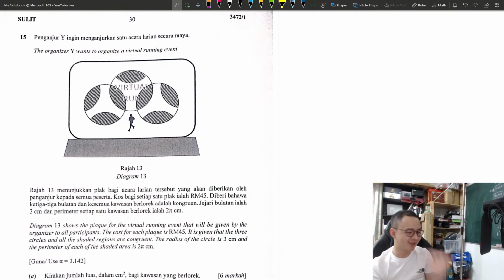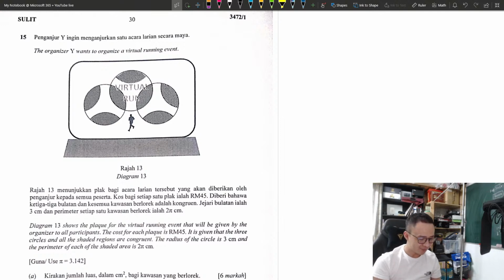Okay, we have some. This question, after I finish reading, maybe my English is not that good, so I do not really fully understand what is going on. But yeah, I roughly know what the question wants. Okay, so the organizer wants to organize a virtual running event.